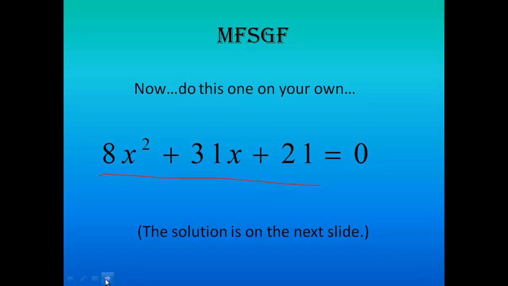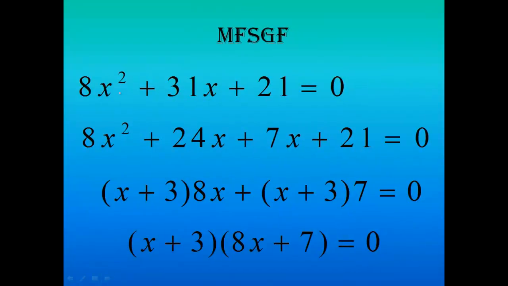Okay, let's go see how you did. So look at this particular equation, and we found that 24 and 7 were our factors of 8 times 21. They got me a 31. I then grouped this first term, grouped the second term, pulled an 8x out of these two terms, pulled a 7 out of those two. That left your x plus 3. So then these are your two factors.